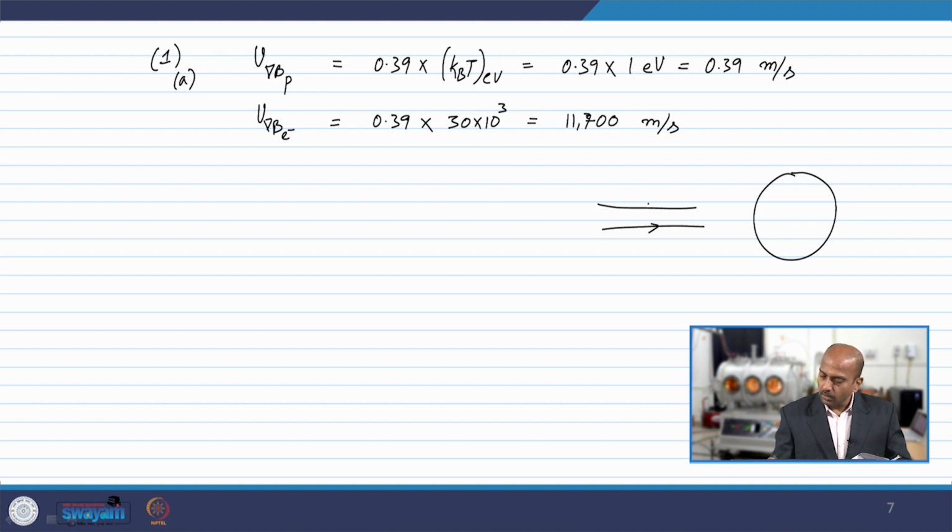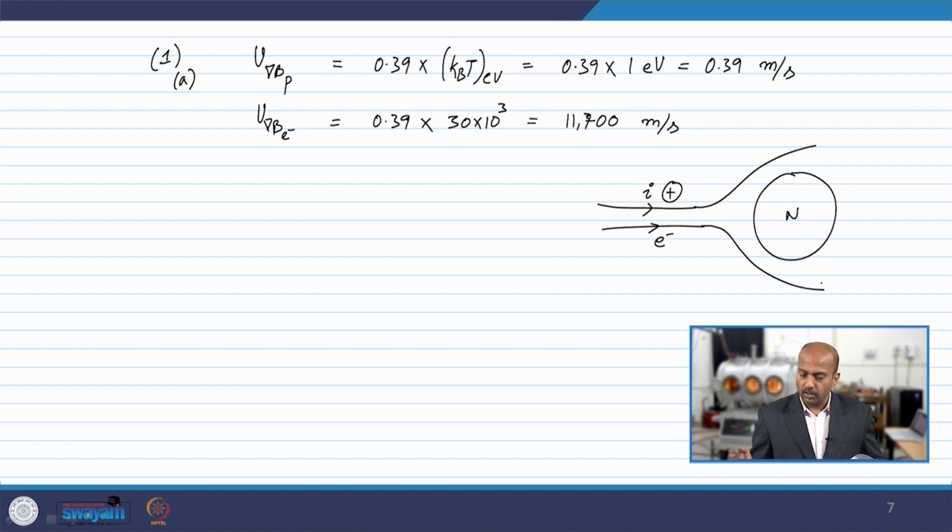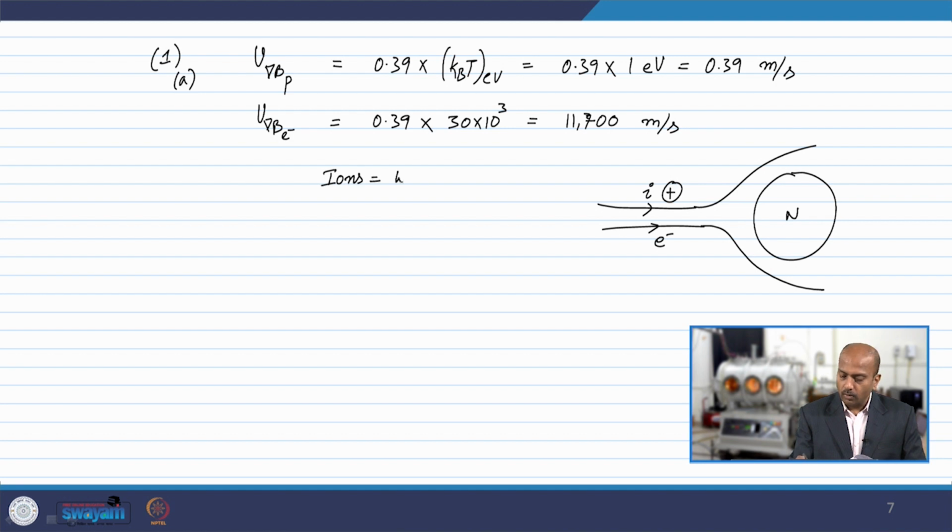Now, if you look at this picture, if the plasma is coming from here like this, let us say this is the ion or the positive charge and this is the electron. Because of the charge dependence of the gradient drift velocity, and this is the north, so you are looking from the top. The magnetic field of the Earth, if you consider that and use the right hand thumb rule, we can realize that the ions will move like this and electrons will move like this. So, ions will go westward.